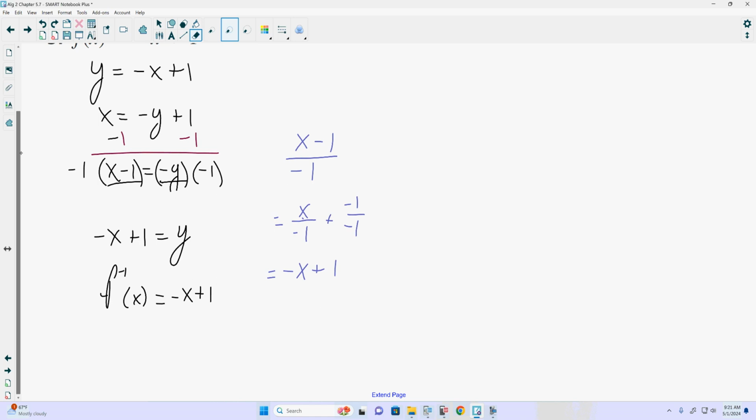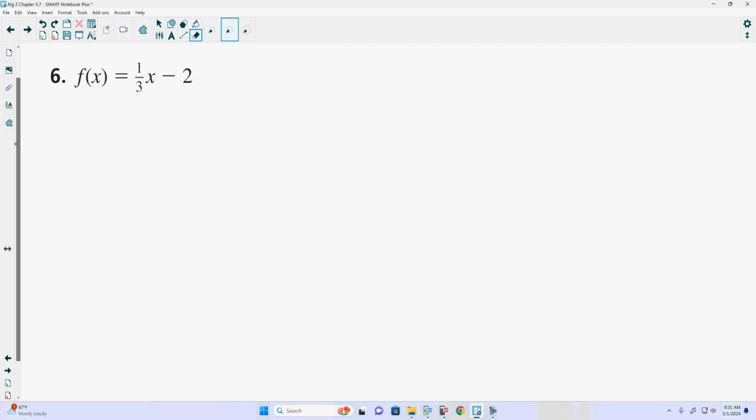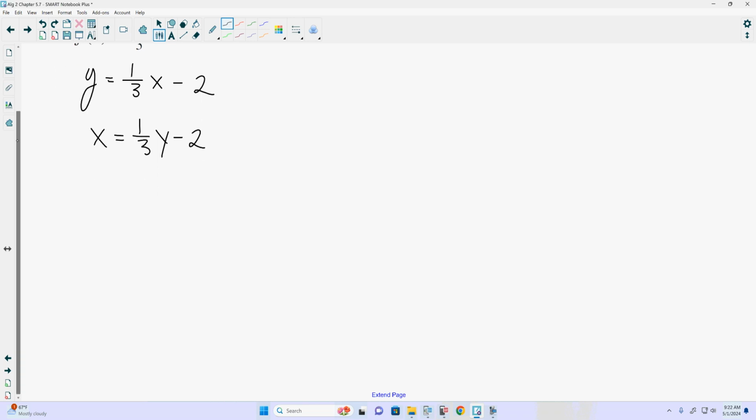Now, there's a lot of times with inverses where it's going to be easier to multiply than it is to divide. This here is a good case in point. Now, our steps are still the same. Rewrite f of x as y. Switch x and y. Solve for y.